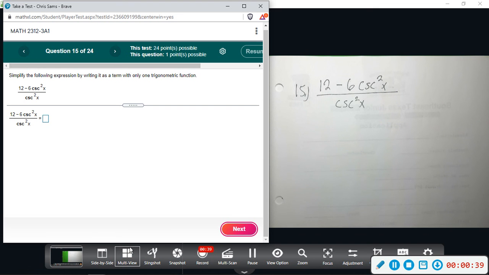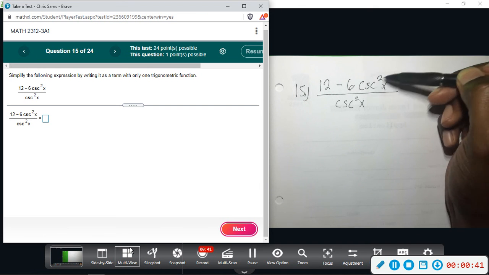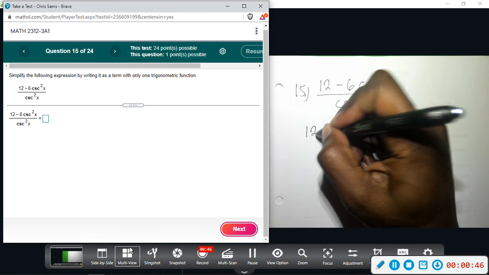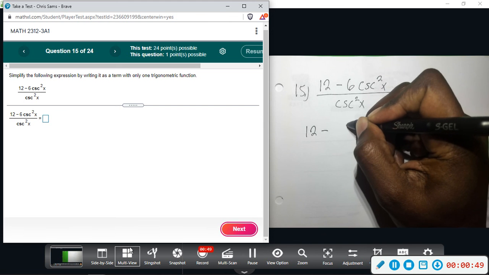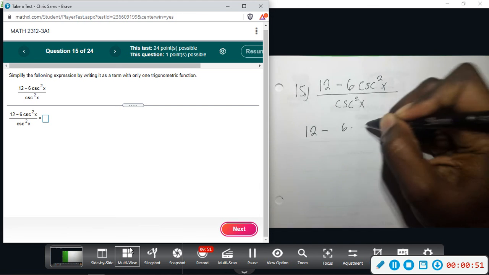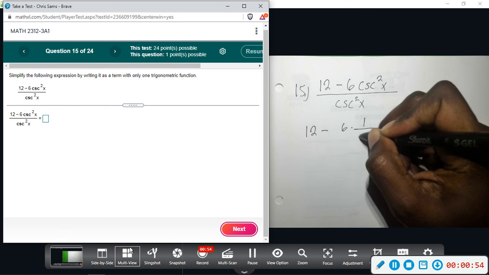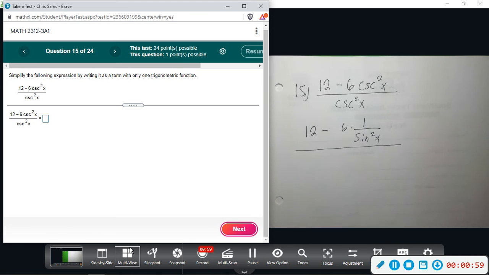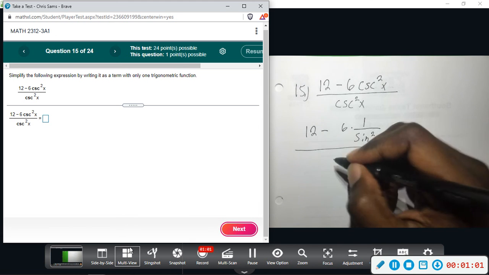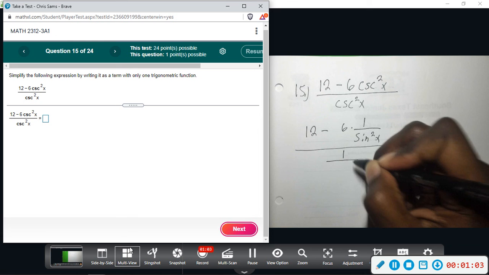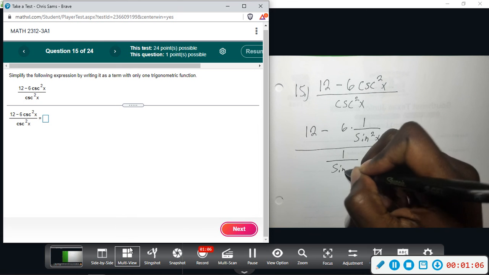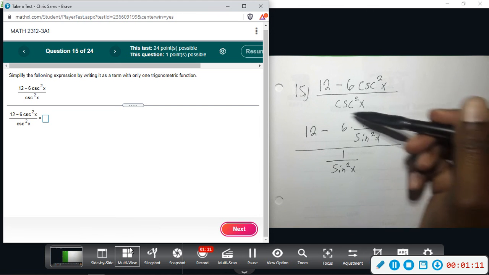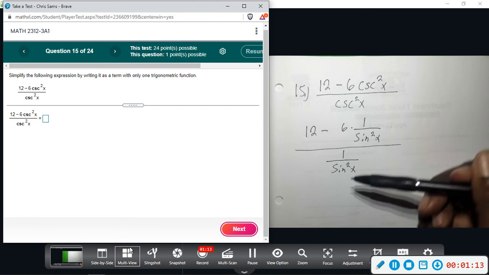original three, like sine or cosine. Cosecant is the reciprocal of sine, so I'm going to rewrite this as 12 minus 6 times 1 over sine squared x. Rewrite that cosecant on top, and then on the bottom, this is 1 over sine squared x. Alright, so I have a fraction, and I have a fraction in the top and the bottom.